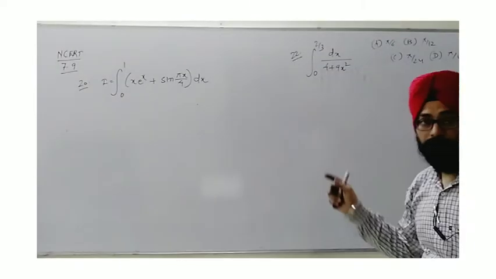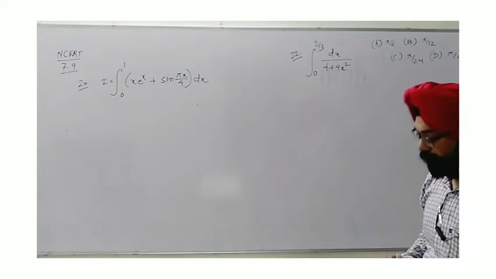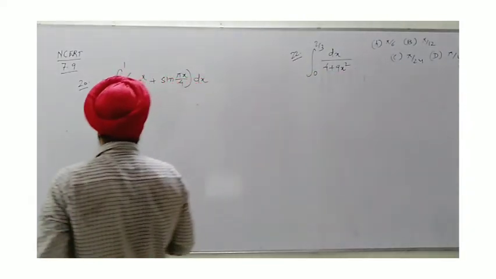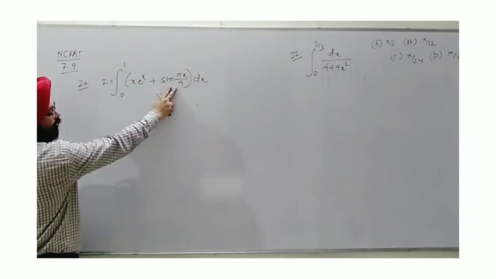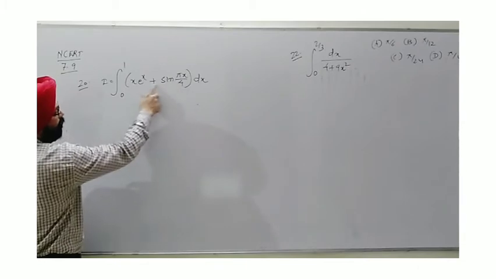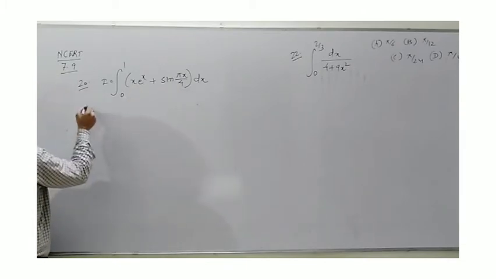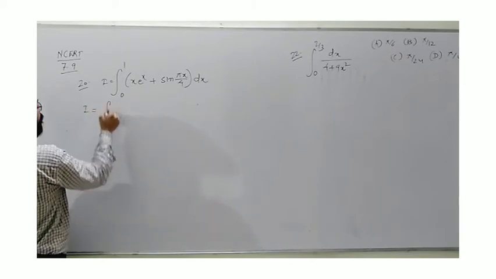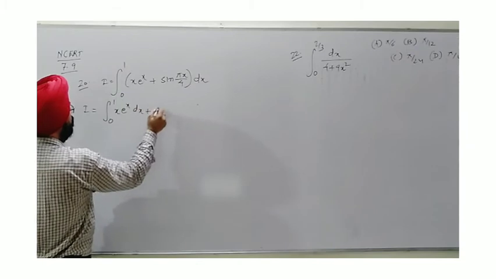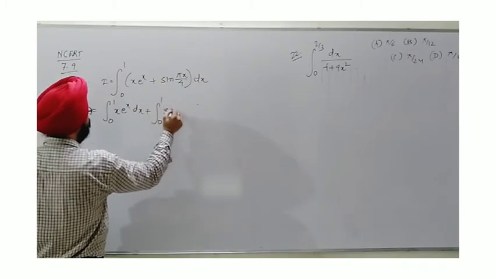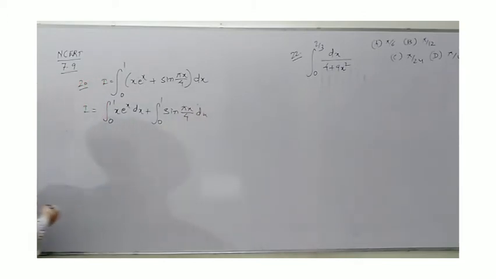This is the last group of questions from exercise 7.9 which we have taken. Here question number 20 is the combination of two terms. First of all, this can be done directly, but this one is by parts rule. So what we will do is first separate it: integral 0 to 1 of x e raised to the power x dx plus integral 0 to 1 of sin(pi x by 4) dx.